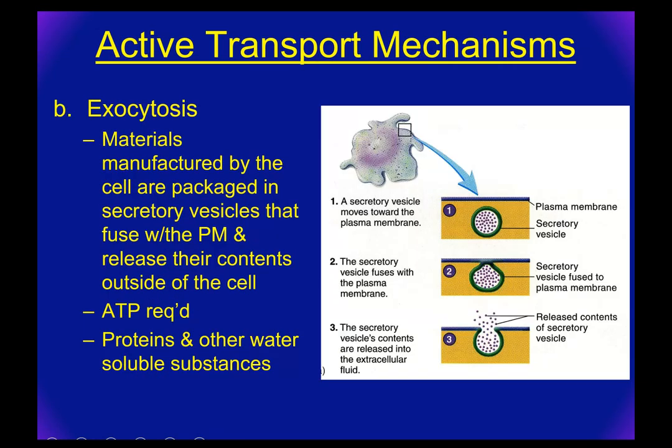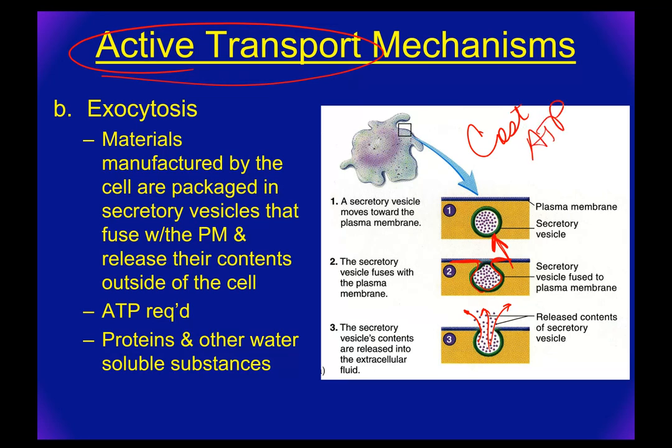Now, exocytosis. Exocytosis is actually the exact opposite. So we create a product inside the cell and we need to get it outside the cell. So if you look, I've created a product, it's in a bubble. I come to my cell membrane and I basically fuse my bubble with the cell membrane so that I can release that product. Exo, exit, it's going out. Again, this is active transport, so it does cost ATP.